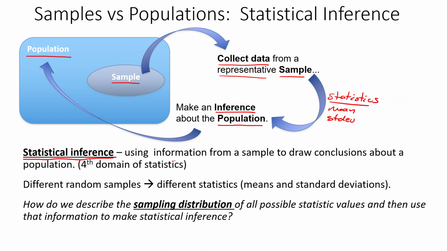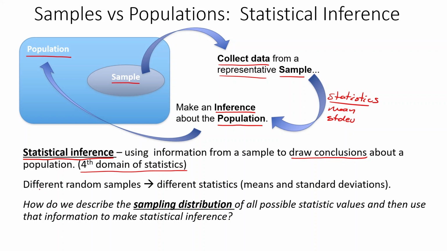All right, we talked about this at the very beginning of the year when we were guessing how many M&Ms would be in another bag of M&Ms based on our bag of M&Ms. So it's drawing a conclusion about a population from a sample. It's the fourth domain of statistics.